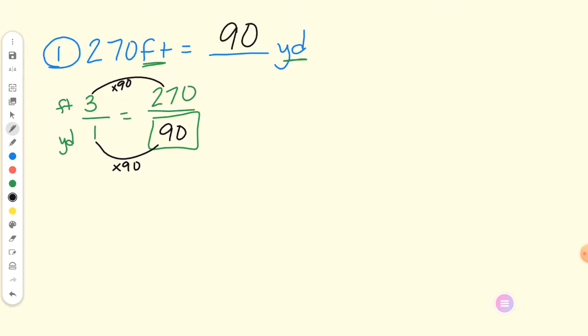The 5th grade way is that if you are going from a smaller unit to a larger unit, you divide. So you would take 270 divided by 3. 270 divided by 3, 90? Yes. Okay, but again, our numbers aren't that easy to work with.